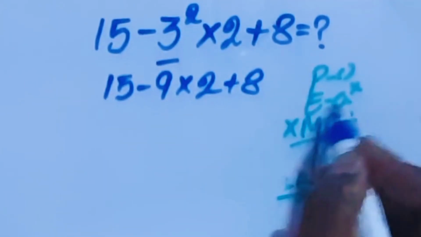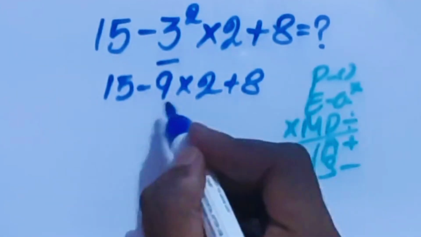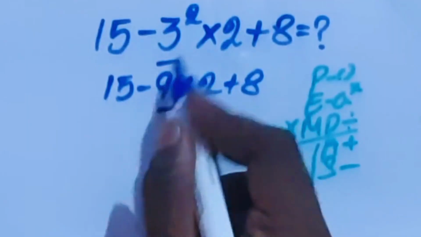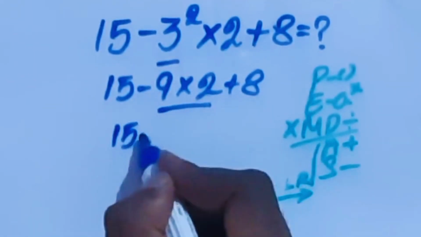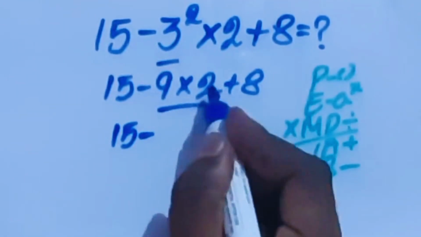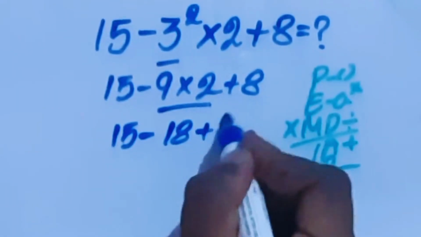Here the next priority is multiplication and division. Here we have only multiplication. So we have to do this multiplication before this addition and subtraction. So 15 minus 9 times 2 is 18 plus 8.